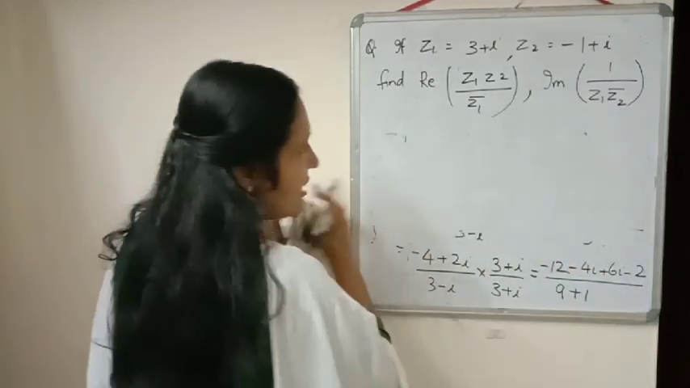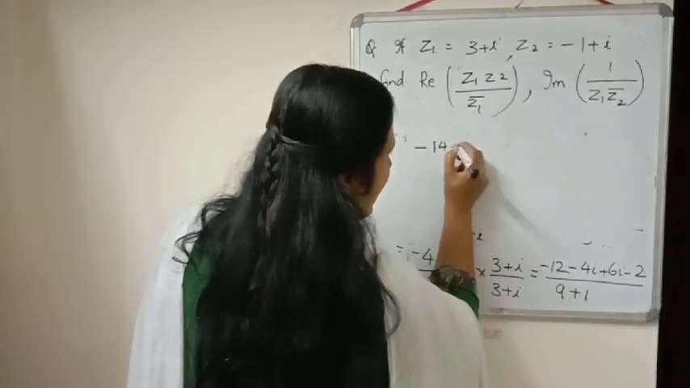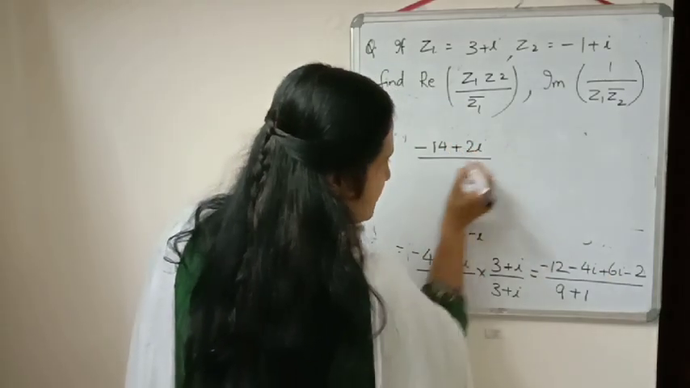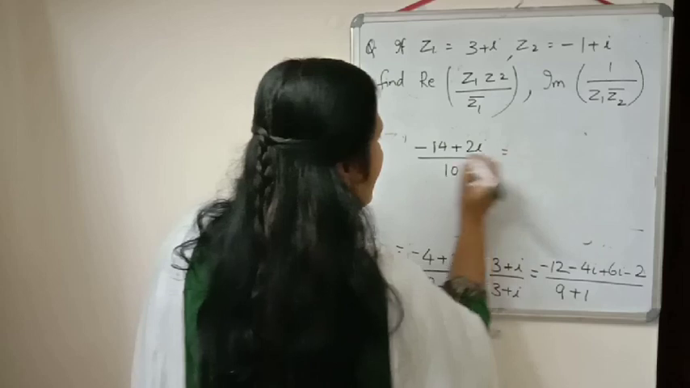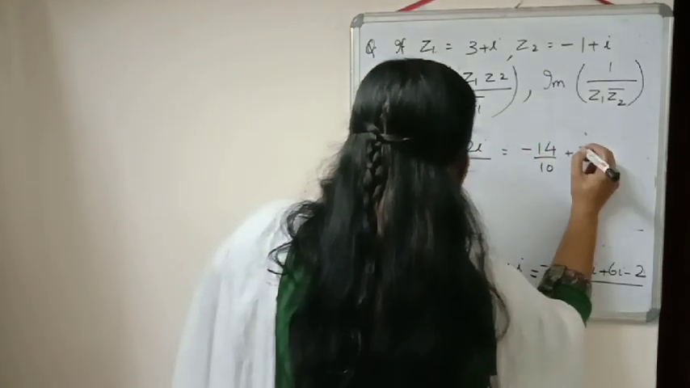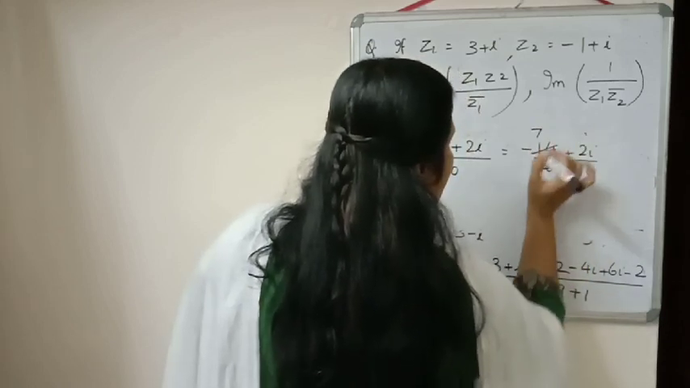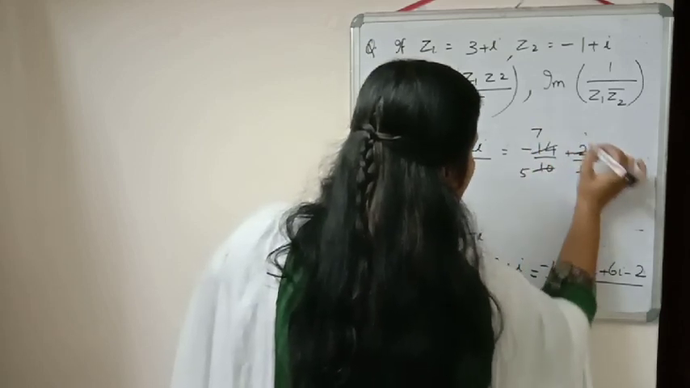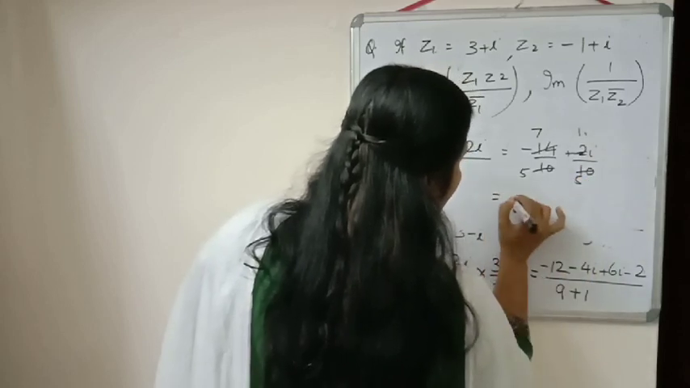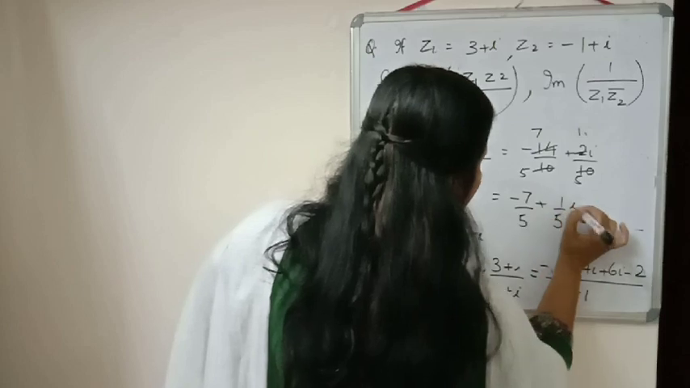So just write down there minus 14. 6i minus 4i, that will be equal to plus 2i, by 10. Now write it separately: minus 14 by 10 plus 2i by 10. So these two will get cancelled. We'll get here minus 7 by 5 and here 1 by 5. So minus 7 by 5 plus 1 by 5 i.